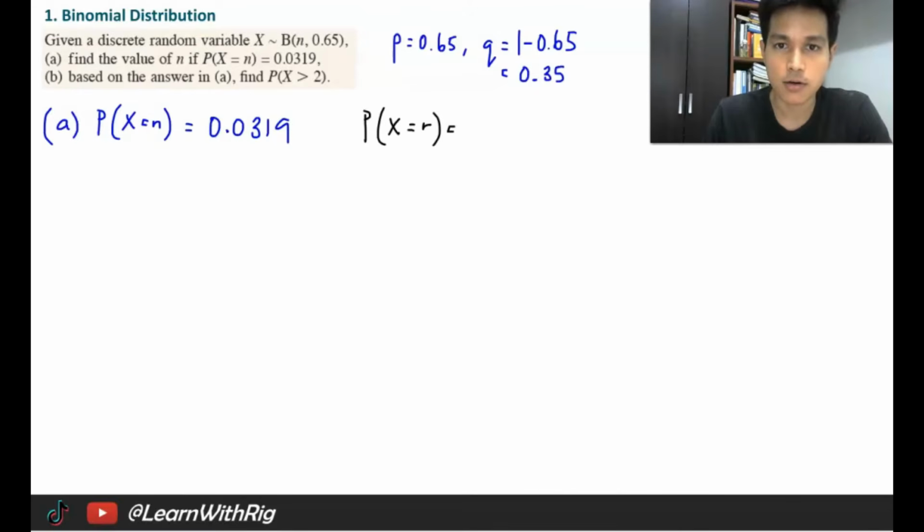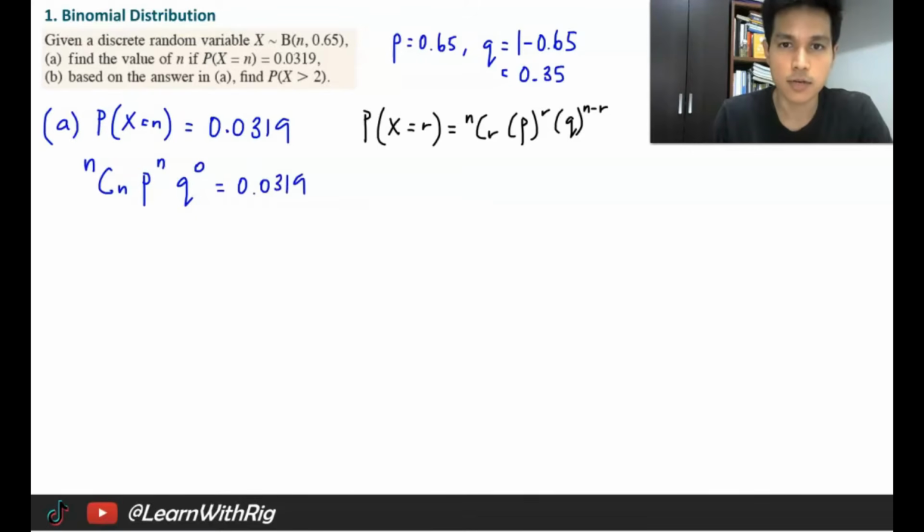Okay, in case you guys don't remember the formula, let me write this again. X equals r, so you get nCr p power r and q power n minus r. In this case, since they give you X is equal to n, if you substitute into the formula, you will get nCn, then p power n and q power n minus n, which is 0, correct? 0.0319. So now let's see, nCn means what?